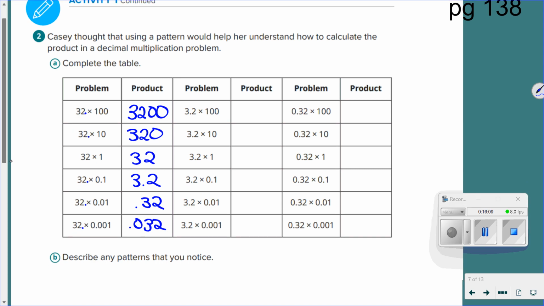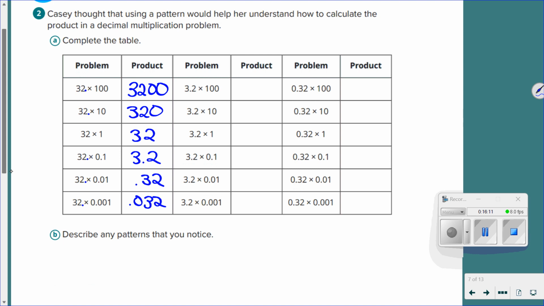Now I am multiplying 3 2/10 times 100. So which way is my decimal going to be moving, right or left? How many times? Twice.